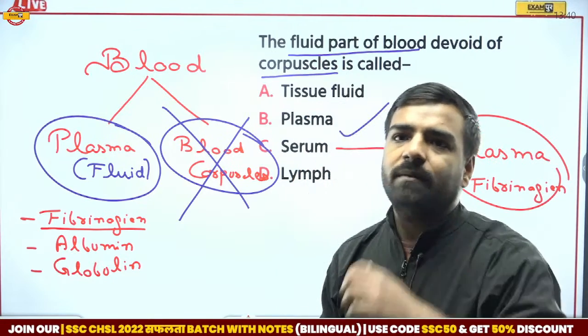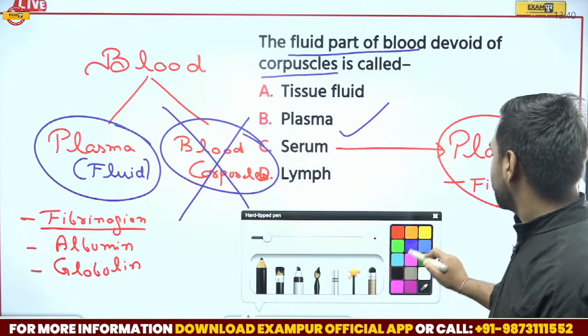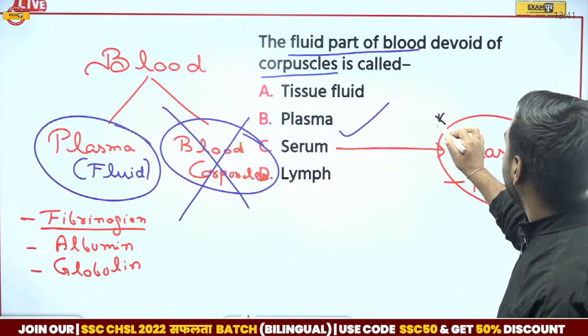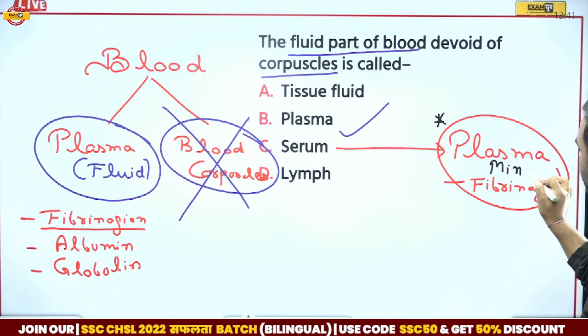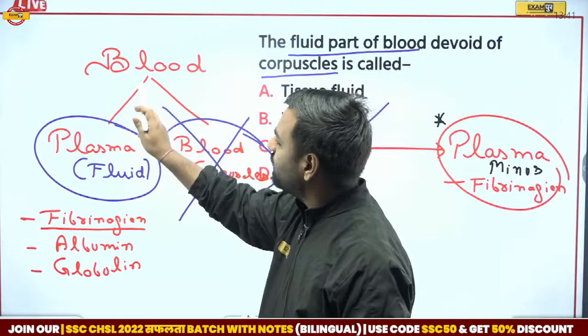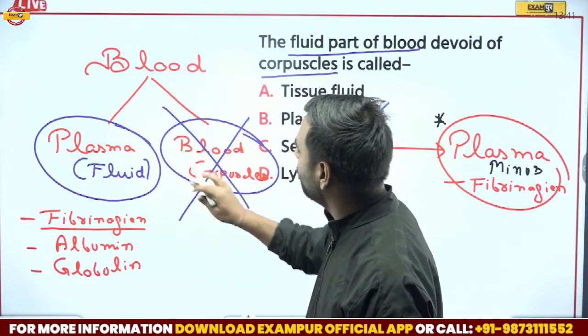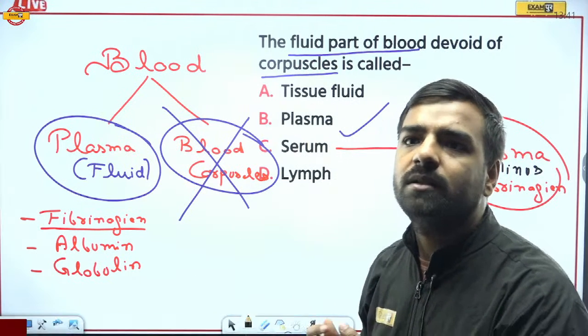Okay, Danadi, fine. So yes, this is the point. Please do not forget what I'm saying. If I remove fibrinogen from the plasma, plasma minus fibrinogen gives you serum. And what is plasma? Blood's fluid part is plasma. If I remove the corpuscle part, the part which is left is plasma. I guess this point is clear now.